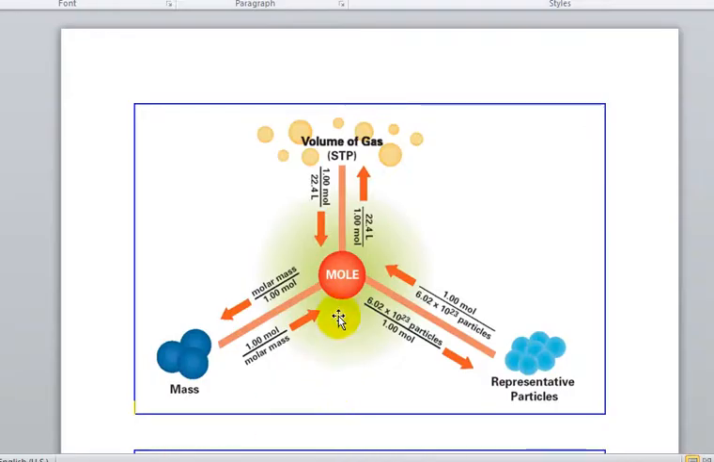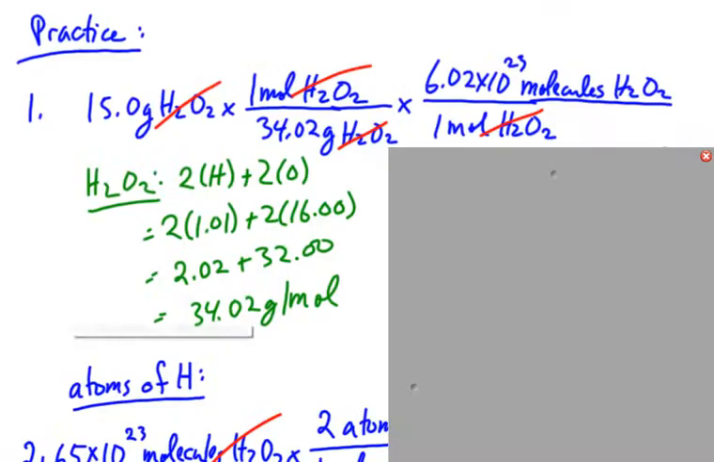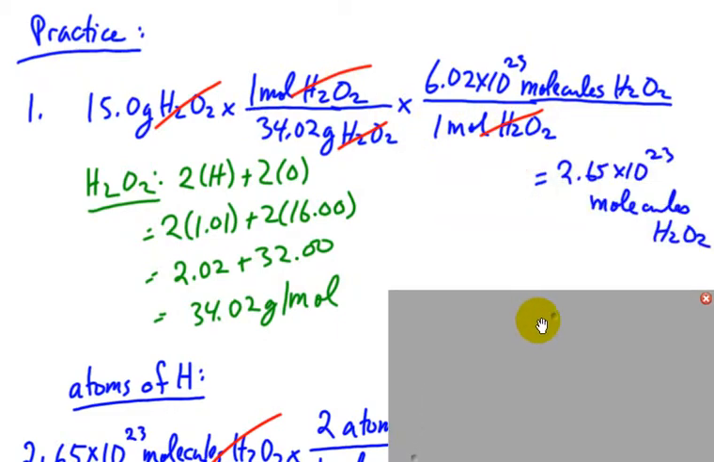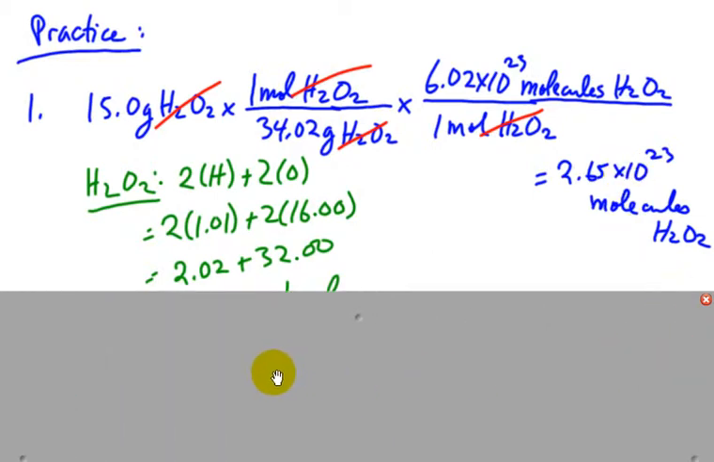And then from there, moles to particles, or in this case we're dealing with molecules because H2O2, hydrogen is considered a non-metal in this case. Multiply by 6.02 times 10 to the 23rd. Cancel the moles, and I end up with 2.65 times 10 to the 23 molecules of H2O2. I likely should have carried extra digits there, but I didn't.